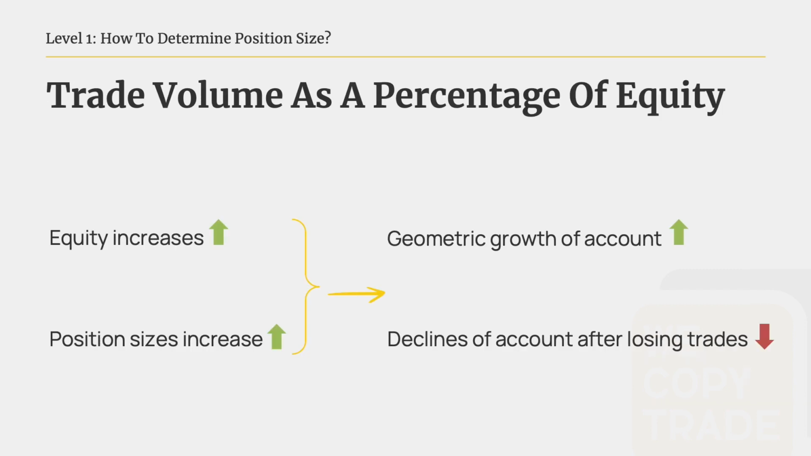Trade volume as a percentage of equity. In this case, you choose the size of your position as the percentage of your equity. If your equity increases, so do your position sizes. This, in turn, can lead to the geometric growth of your account. It's necessary to remember that the declines of your account after losing trades will be bigger as well.